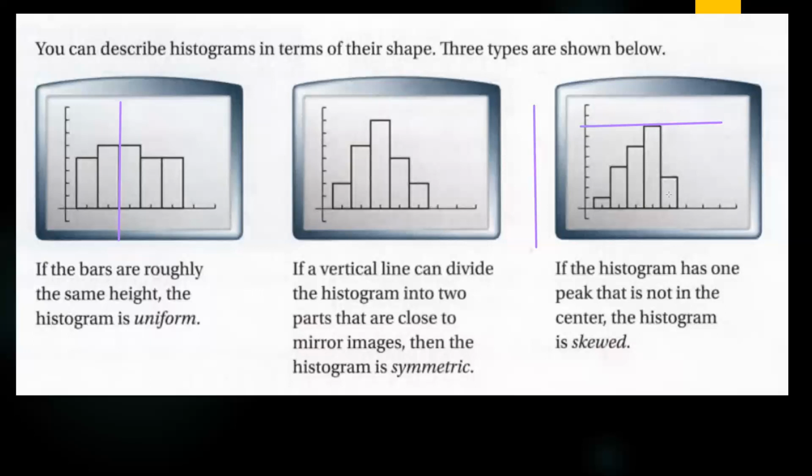It's not uniform. The first step, ask yourself, do they have the same height? No. So it's not uniform. The second question, ask yourself, if I put a vertical line in the half, is the first half the same as the second half? No. So it will be skewed. Okay, Miss. Got it? Yes, Miss.